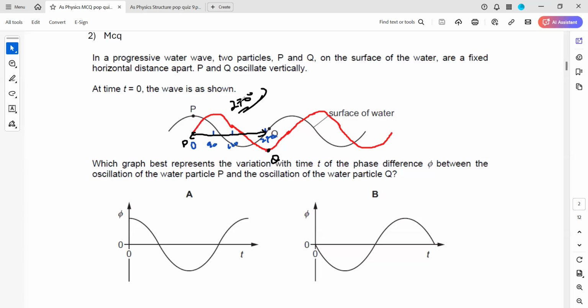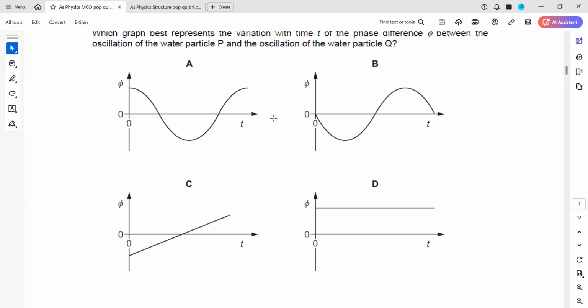270 degrees. So whenever we have a progressive wave, the wave which travels from one place to another, the phase difference remains unchanged. So what is the right option? The phase difference between P and Q will remain constant or unchanged. That's why D will be the right answer. Is it clear? The option D. So this is always the case whenever we have a progressive wave: the phase difference remains unchanged.